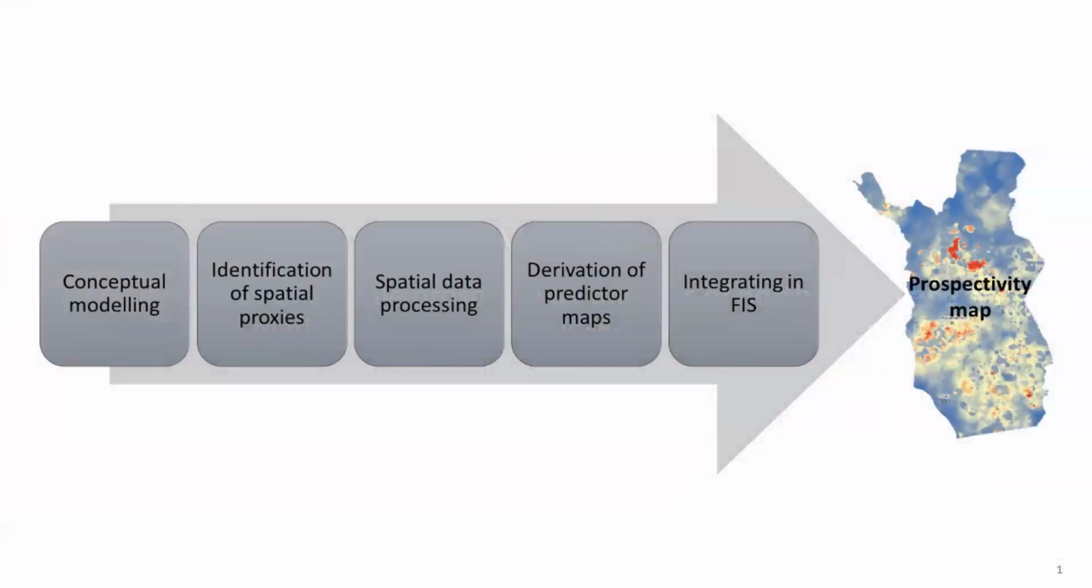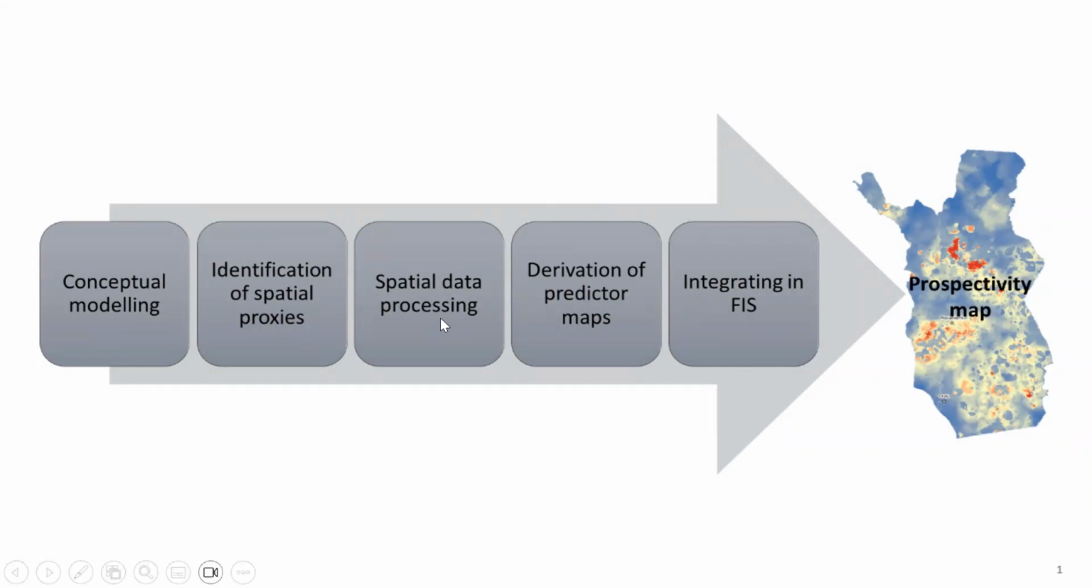So this is an oversimplified workflow. We saw the detailed workflow in Alok's presentation earlier. It's never linear, but just for the sake of simplicity, I've put it in a linear fashion. So we start with the conceptual modeling, where we build up a mineral systems model, taking into account all the crucial ore forming processes. And then we move on to identifying the spatial proxies, or features that proxy for the crucial mineralization processes.